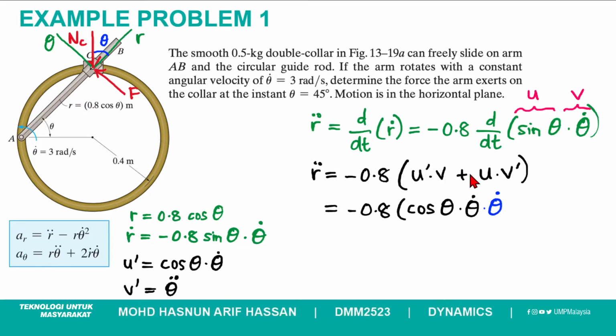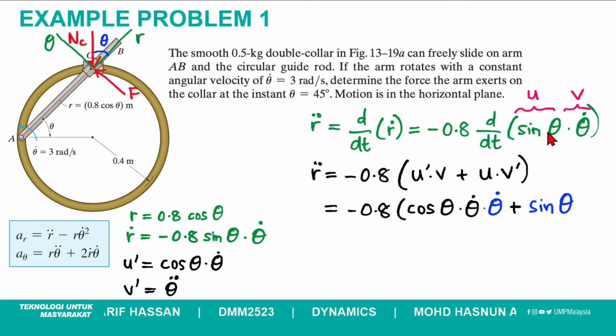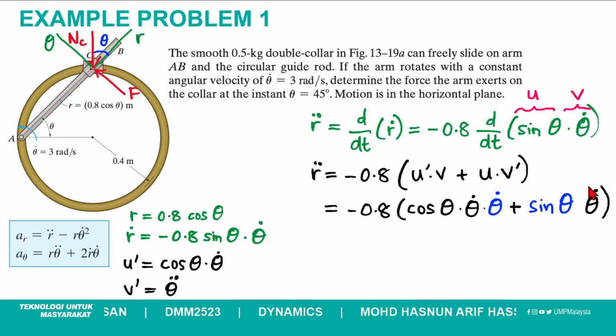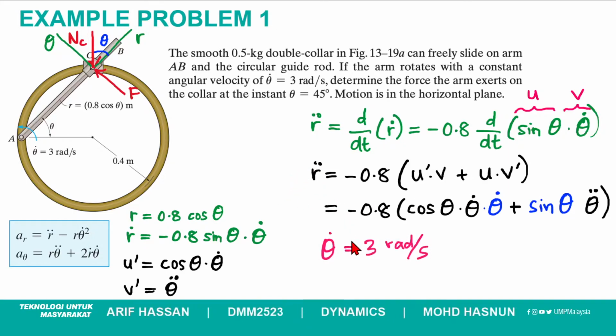Now, plus u. U is sin theta, the usual u that is not differentiated. Multiply with v prime. V prime we already have: theta double dot. So you multiply with theta double dot. And therefore we have our r double dot. So this will be the equation, the function of r double dot. In this equation, we also need theta dot and theta double dot. Theta dot is given. Angular velocity theta dot is 3 rad per second, constant velocity.